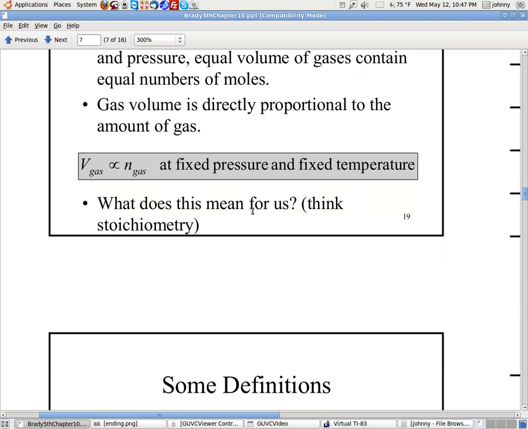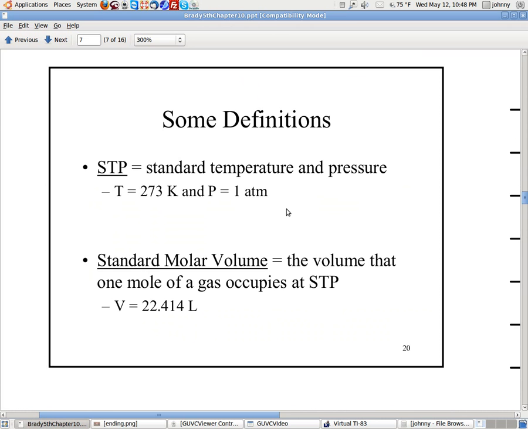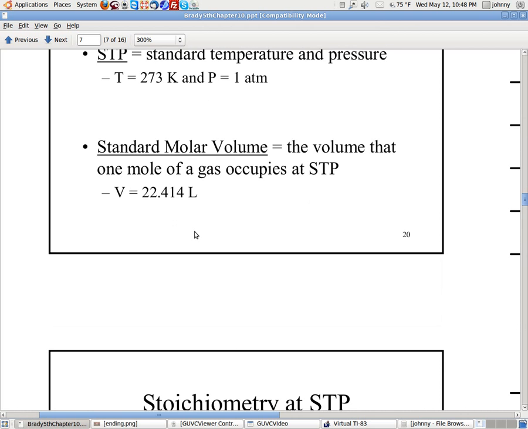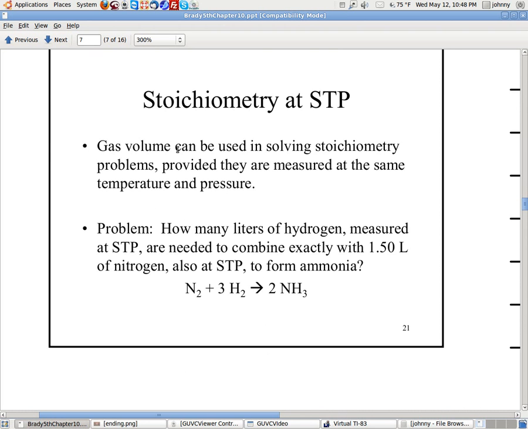And what does this mean for us? Well, let's think about stoichiometry. But before we get into that, we do need to go over some definitions. STP stands for standard temperature and pressure, which temperature would be 273 Kelvin and pressure would be 1 atmosphere. Now, standard molar volume is basically the volume that 1 mole of a gas occupies at STP, which is 22.414 liters. Now let's look at a problem involving stoichiometry at STP.